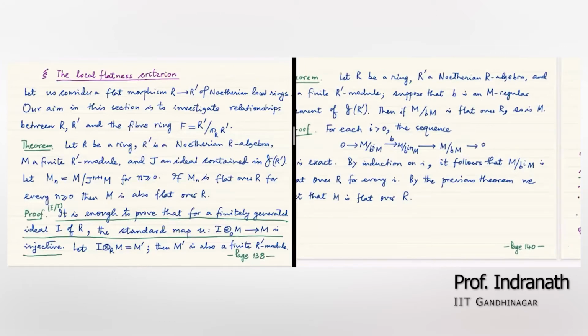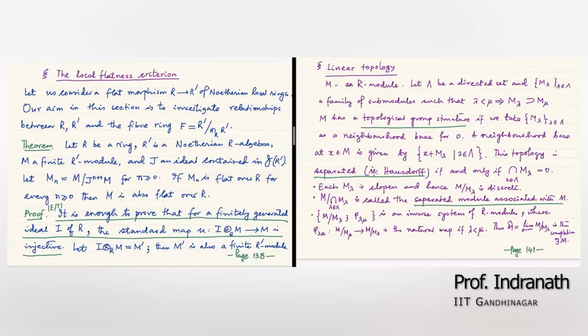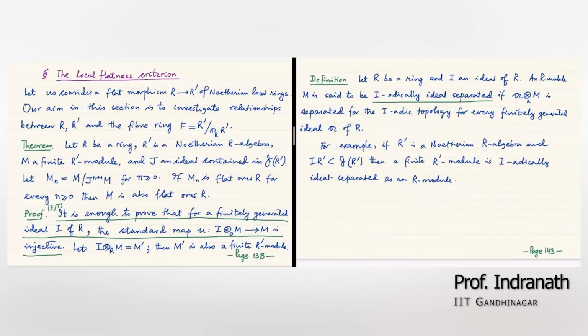So this is what I have just given, a quick introduction to linear topologies. Now I'm coming to a little technical definition, but it's not difficult to understand why you would require this technicality. Let R be a ring and I be an ideal, absolutely general, as you can see. An R-module is said to be I-adically ideal-separated if this module is separated for the I-adic topology for every finitely generated ideal A of R. Basically, you keep this theorem in mind. This theorem will actually set the background up very clearly, that you are creating the necessary conditions which you would be using.